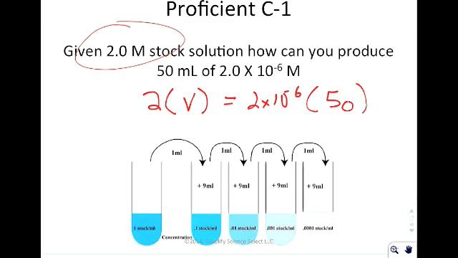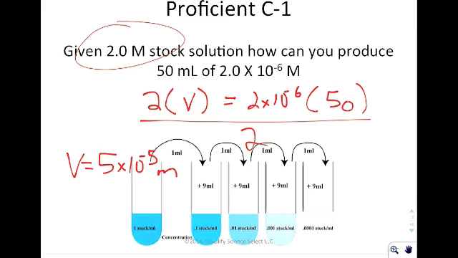So when you do this, you would divide both sides by 2, and then you'd multiply everything out. And when you do that, you end up with a very, very small volume. The volume ends up being like 5 times 10 to the minus 5th milliliters. So you're talking about 500 thousandths of a milliliter, something like that. Well, at this point, that's not a workable solution. You cannot get that small of a volume to any degree of accuracy.